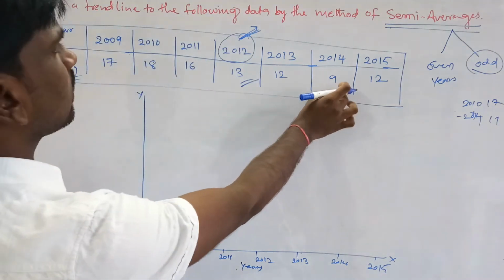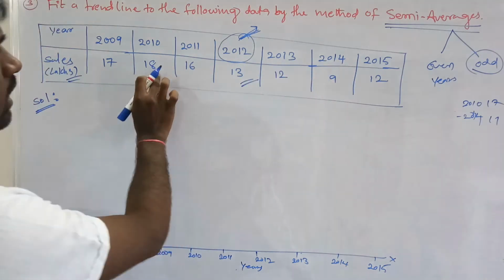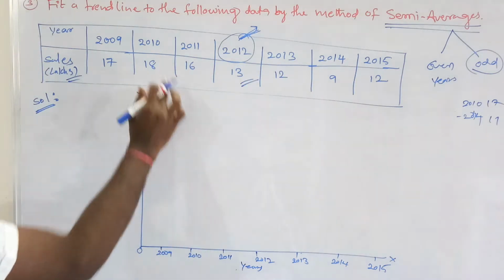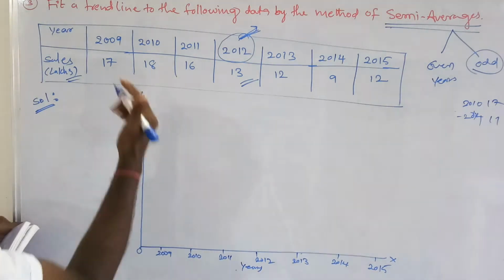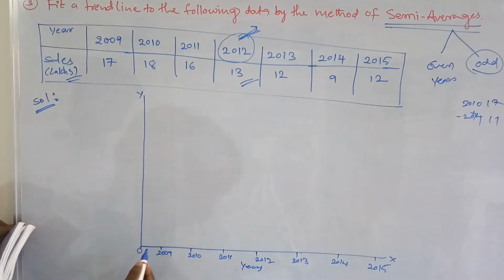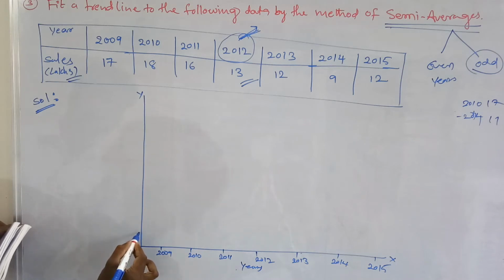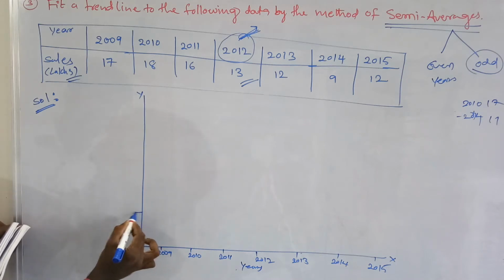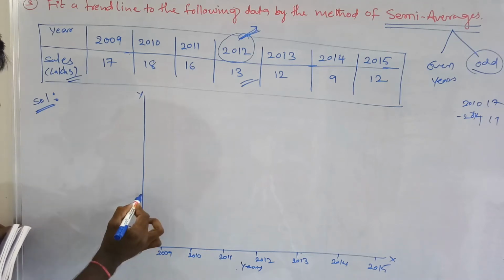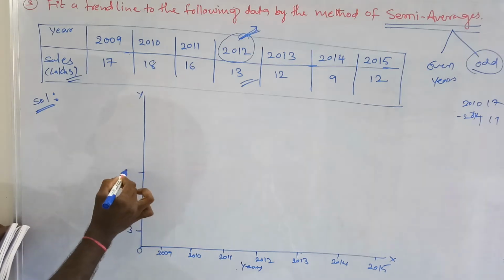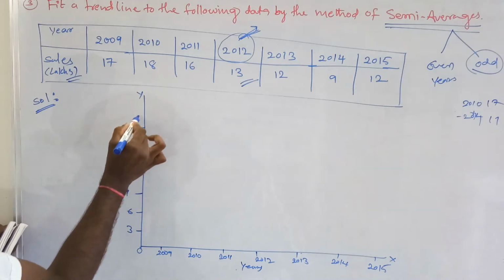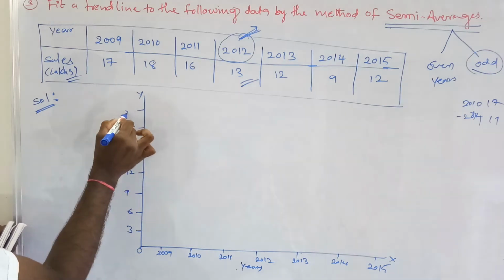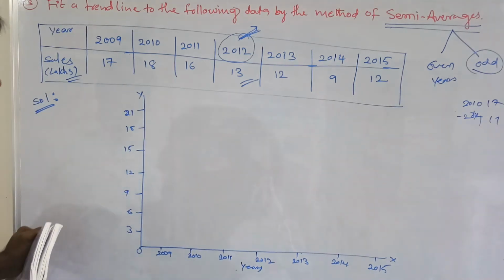So here look at the sales. The minimum is 9 and the maximum is 18. We can take the class interval as 3: 3, 6, 9, 12, 15, 18. 18 is the maximum.